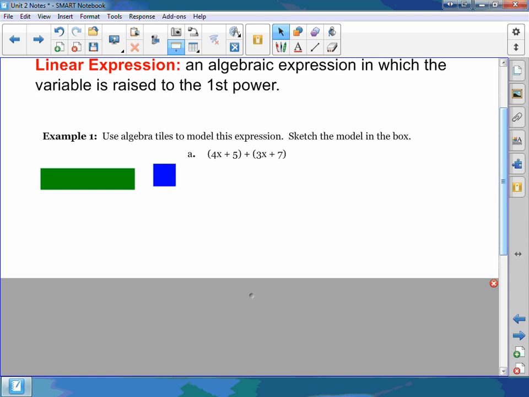So what that means really is that we could remove those parentheses and it's not going to alter the expression at all. So this expression here is the same thing as saying 4x plus 5 plus this quantity 3x plus 7. For the purpose of simplifying it, I'm just going to remove those parentheses and we're going to get to this point right here.